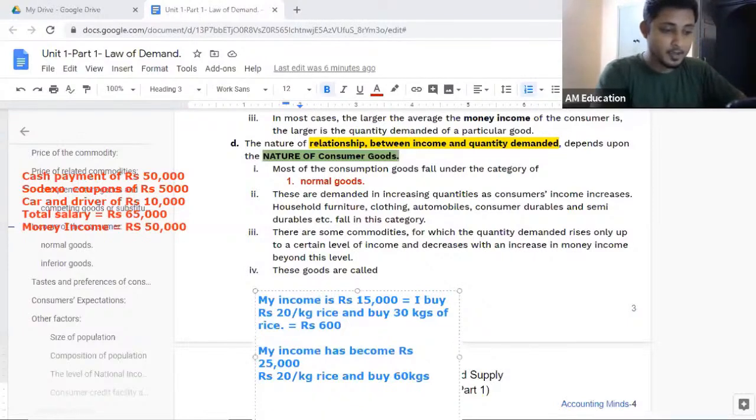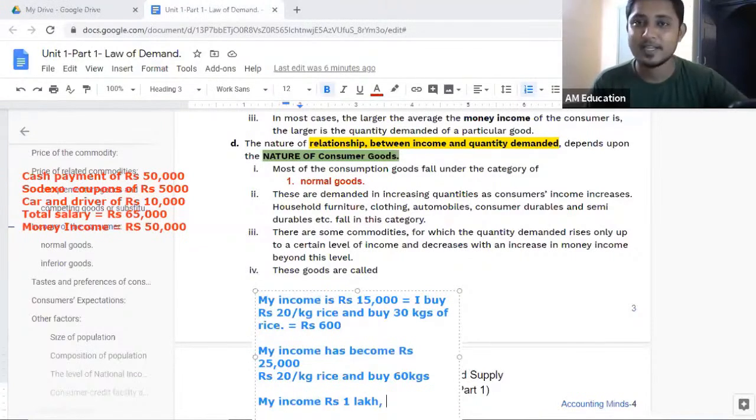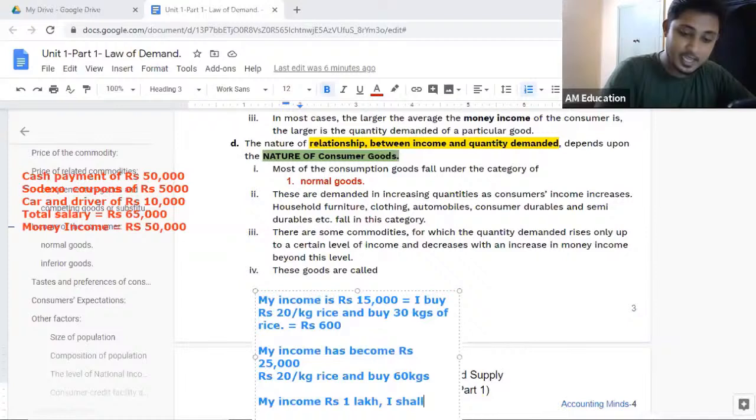Now my income became 1 lakh rupees. Nice or wrong? Right. Now, will I buy more than 60 kgs of rice? I'll buy 100 kgs of rice now for 1 month? No. What will I do with that 100 kgs of rice? Maximum I'll eat 60 kgs of rice in a month, no? But what will I do? I shall buy 60 kgs of rice, but which is worth 50 per kg, yeah.